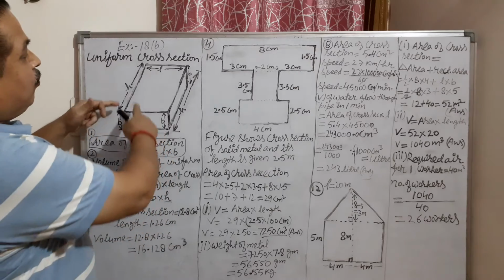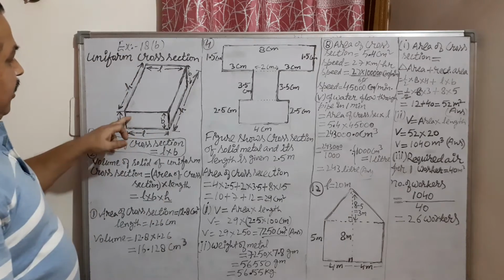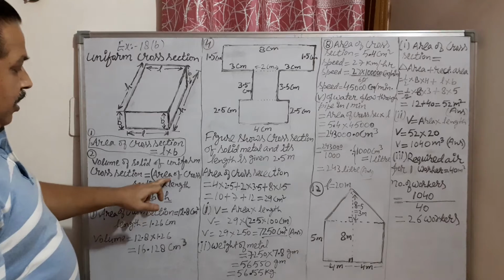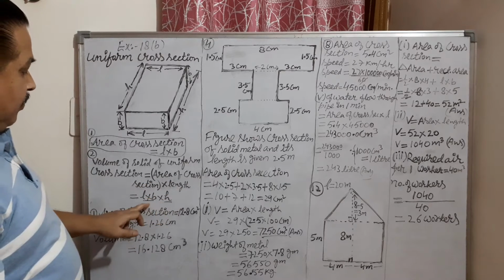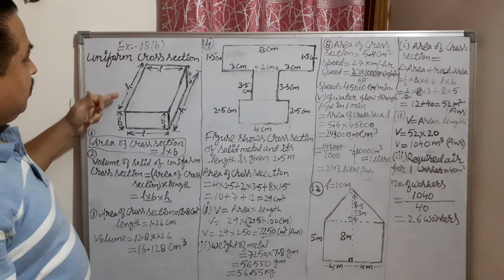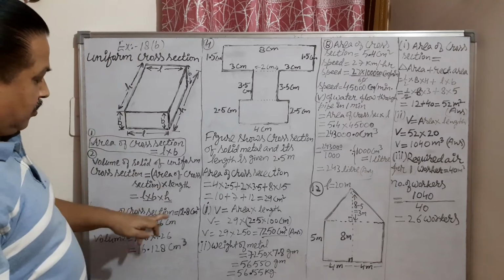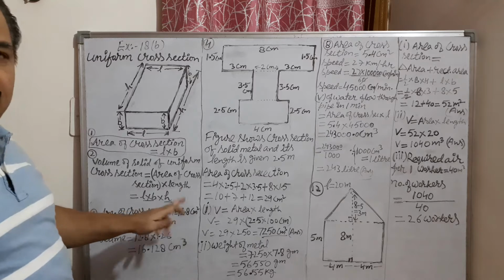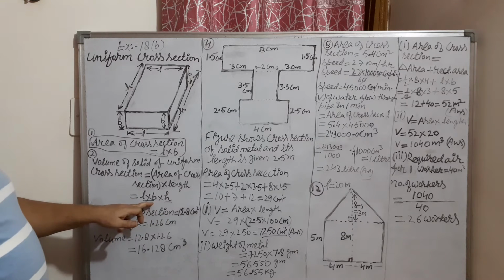Now what will be the volume of this block? Area multiplied by length. See here, area of cross section multiplied by length. What is area? L into B. And what is this distance? H. This length is H. So L B H. So this is the volume formula.